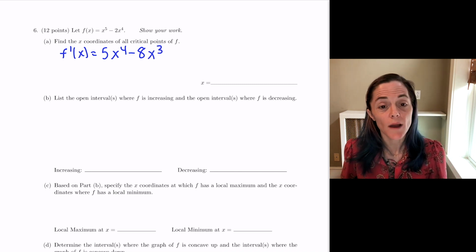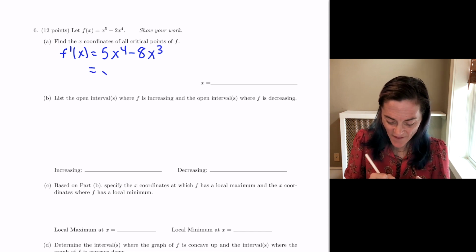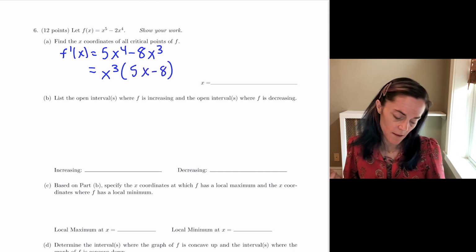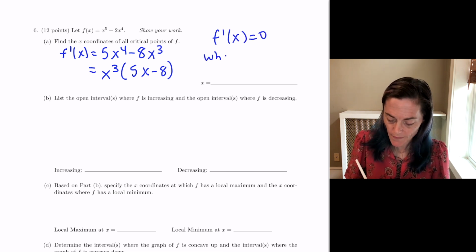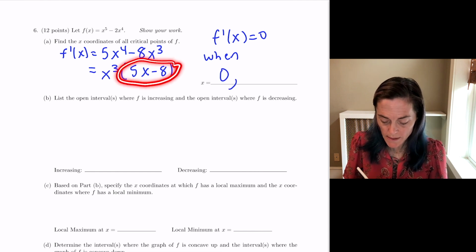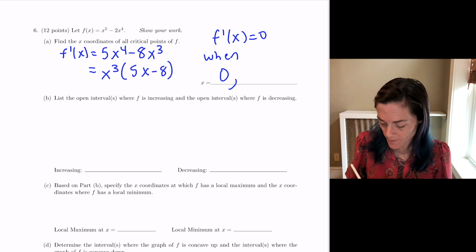What can I factor out of every single term here? Well, an x cubed. So I have x cubed times 5x minus 8. So my derivative is 0 when, well, either x is 0 or this part would be 0, which says x is 8 divided by 5.